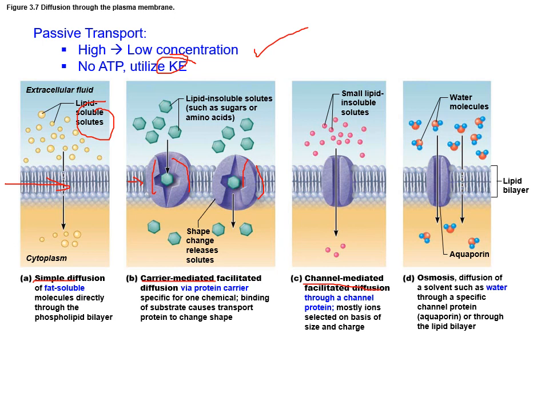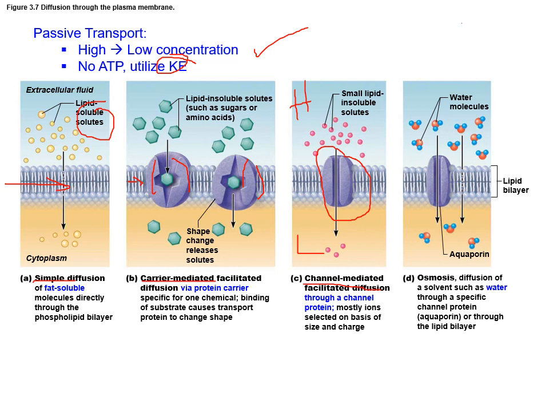So now, instead of having a carrier-mediated where the solute has to personally interact with it to open and close, there is a protein that simply provides a channel. Notice on the illustration how the channel is continuously open, and that is because it is waiting for the flow to go from high to low. So those ions can diffuse down their concentration gradient.